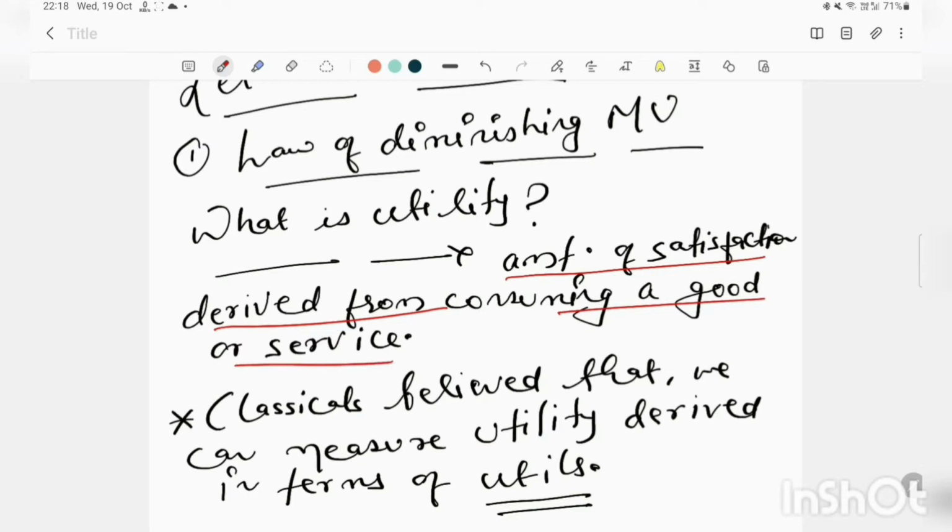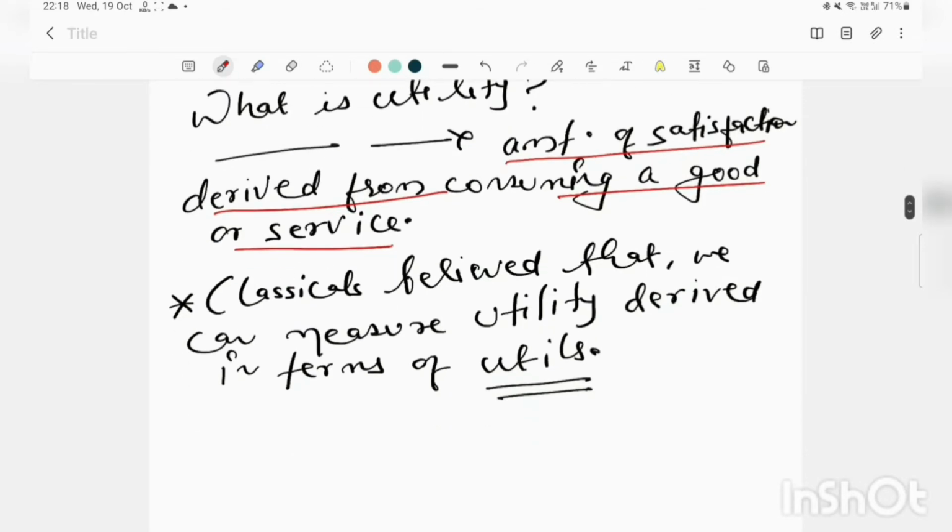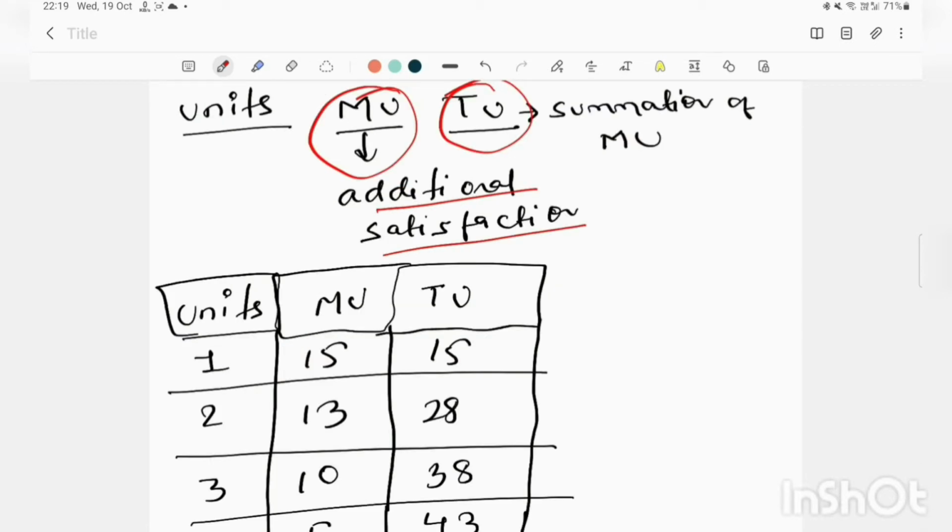Suppose that when we purchase a new fan, it produces good air, but with time its efficiency gets reduced. When its efficiency gets reduced, it means that it starts to deliver less utility than the previous time when we bought it for the very first time, right? And the classical economists believed that we can measure utility in terms of utils. So utils was the unit for measuring utility.